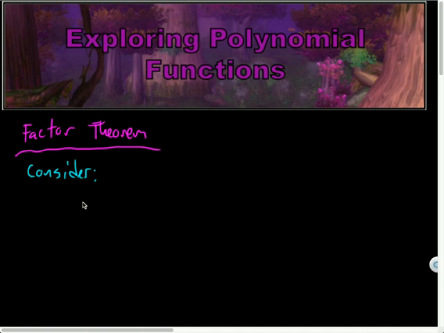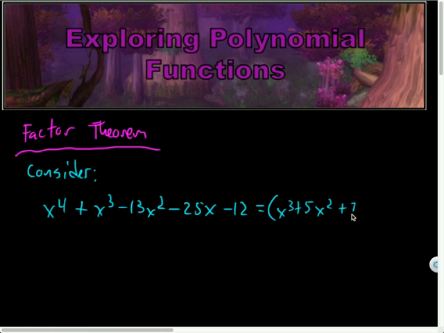Consider the following. I'm just going to pretend I just did a whole synthetic division problem and I ended up with this as an answer: x to the fourth plus x cubed minus 13x squared minus 25x minus 12. This would have been my dividend, and I found that it was equal to x cubed plus 5x squared plus 7x plus 3. So there's my quotient, and my divisor was x minus 4, and my remainder was 0.